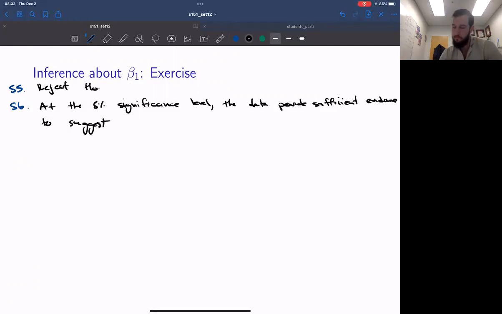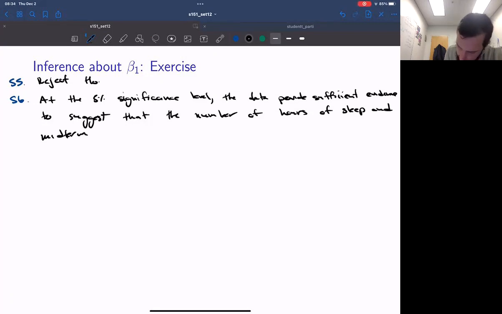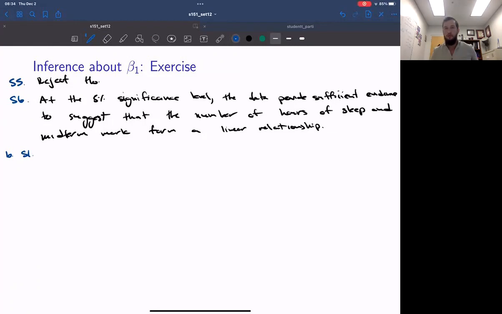So we can write, since we rejected H0, at the 5% significance level, the data provides sufficient evidence to suggest that the number of hours of sleep and midterm mark form a linear relationship. Okay. Any questions?